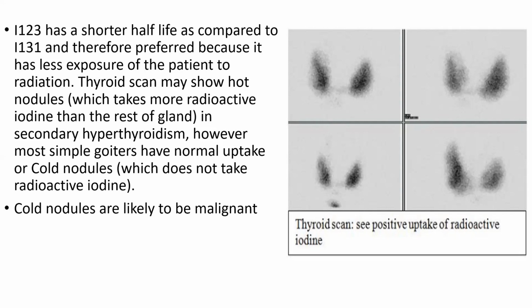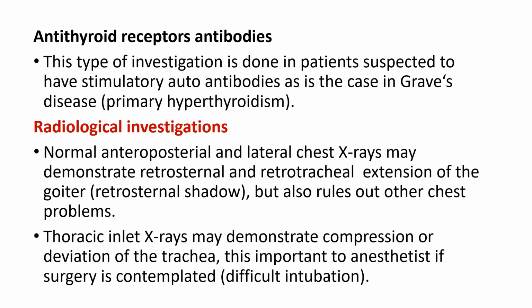Something to note: cold nodules are more likely to be malignant. Another test you can do is antithyroid receptor antibodies, which is an investigation for patients suspected of having autoantibodies, stimulatory antibodies, as in the case of Graves' disease in primary hyperthyroidism. Radiologically, you can do a normal anteroposterior or lateral X-ray, which may demonstrate retrosternal or retrotracheal extension of the goiter, but also rule out other chest problems.